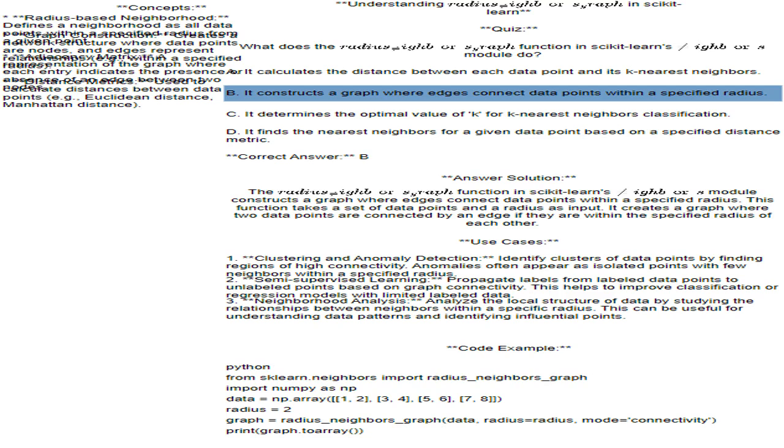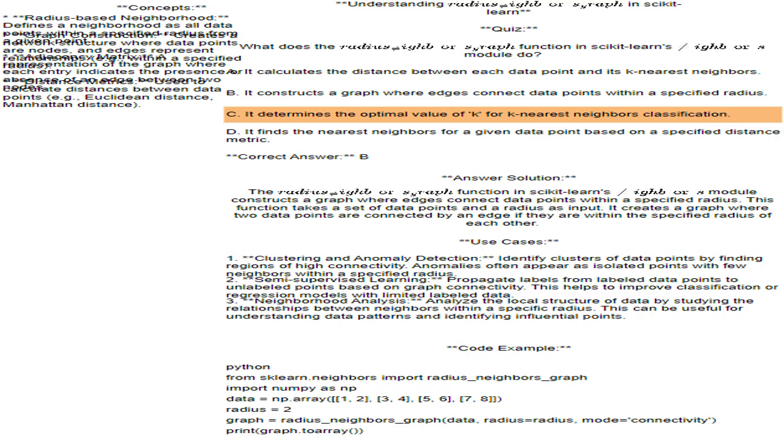This is not the function of radius neighbors graph. Determining the optimal k for k nearest neighbors is often done using cross-validation or other model selection techniques. Radius neighbors graph is focused on graph construction. False. C. It determines the optimal value of k for k nearest neighbors classification.